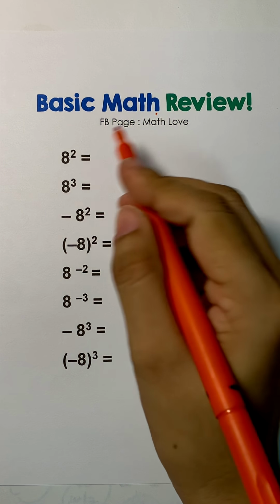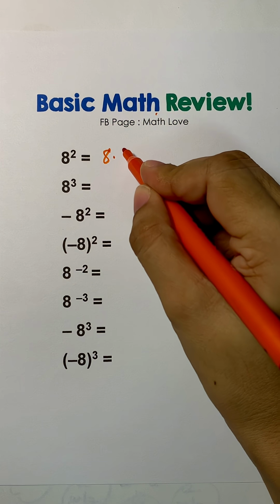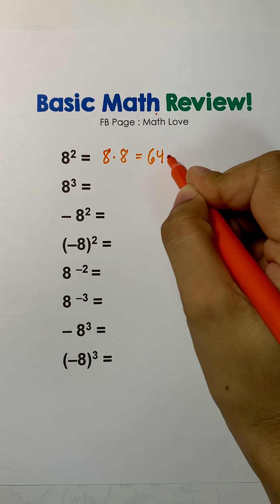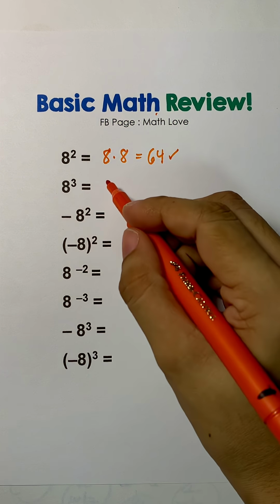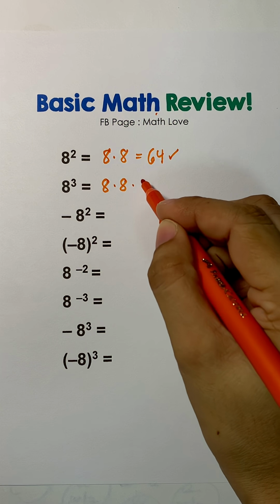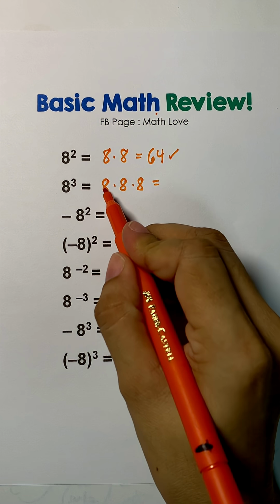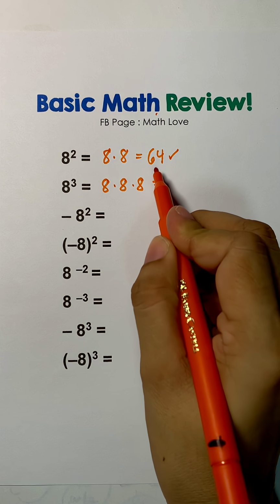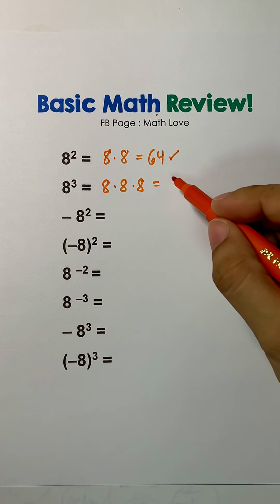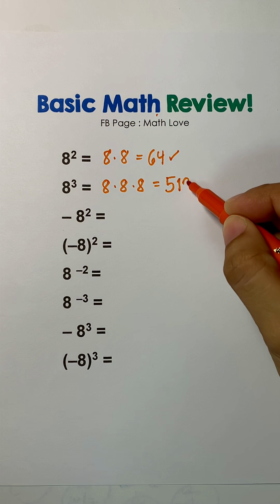Basic math review. 8 square means 8 times 8. That is equal to 64. For 8 cube, that is 8 times 8 times 8. That means 8 times 8, that's 64, times another 8, you'll have 512.